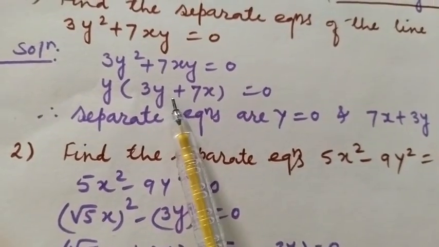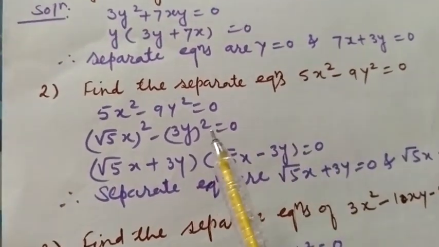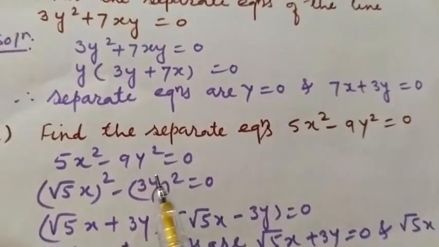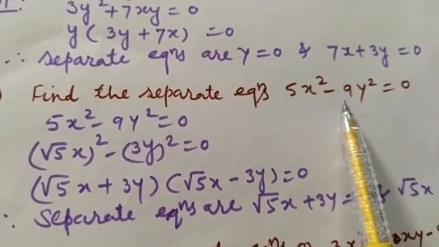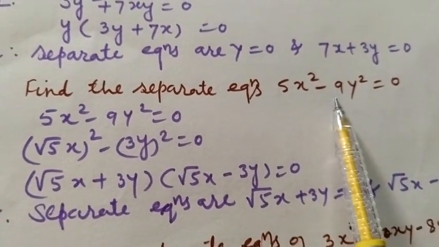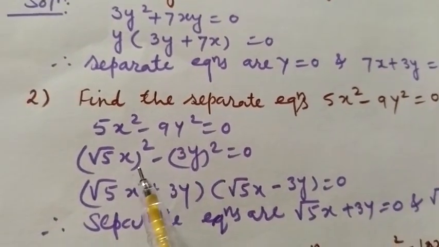So these are the steps to find out the separate equations. One more example we can see. Find the separate equations of 5x² − 9y² = 0.